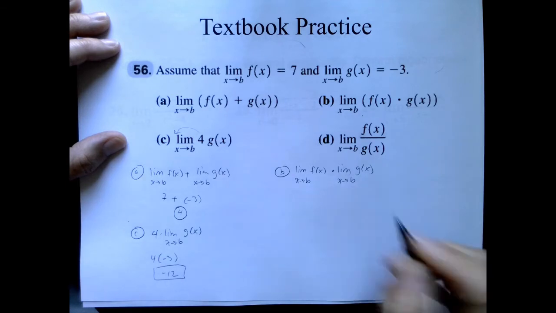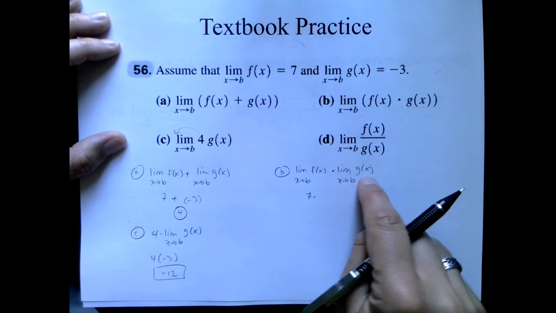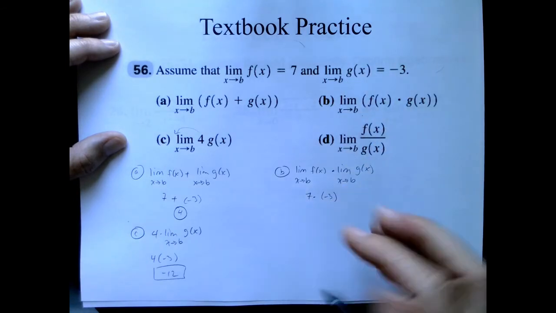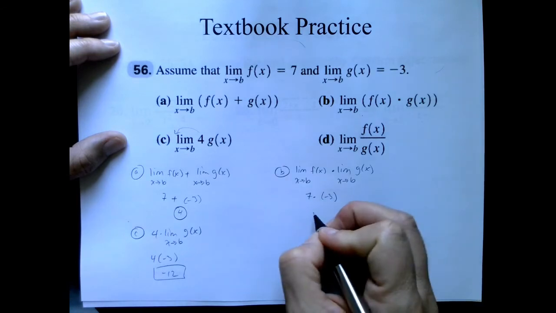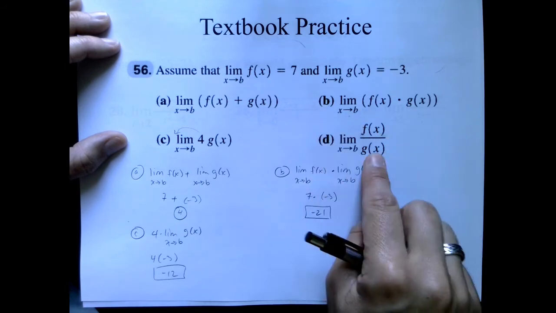Just like that. So again, I look up here, the limit of f of x is 7, and the limit of g is -3. If it's free response, stop right here. For multiple choice reasons, let's simplify. 7 times -3 is -21.